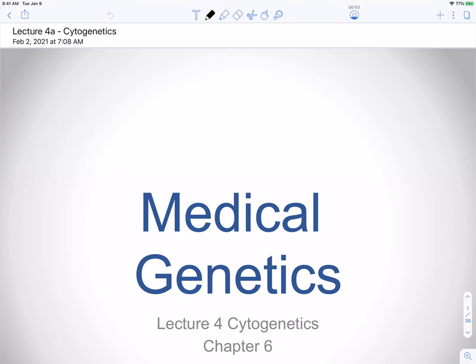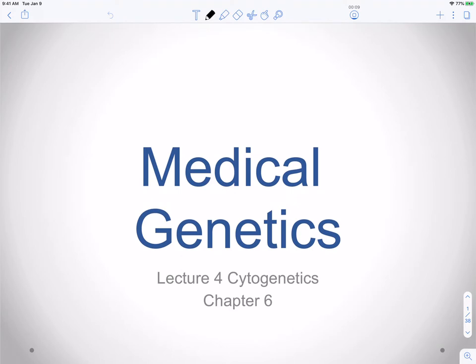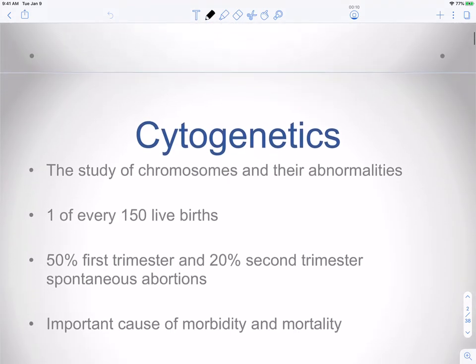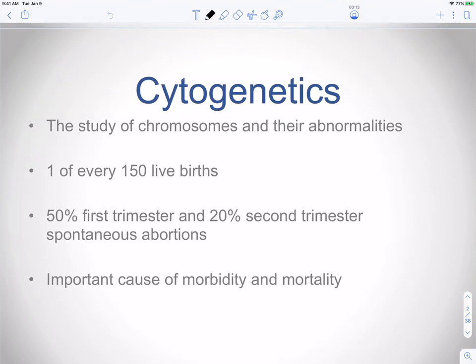Okay, so we are moving on in genetics, and we're going to be talking about cytogenetics, which is basically the study of chromosomes and chromosome abnormalities. So chromosome abnormalities occur relatively often, one out of every 150 or so live births.